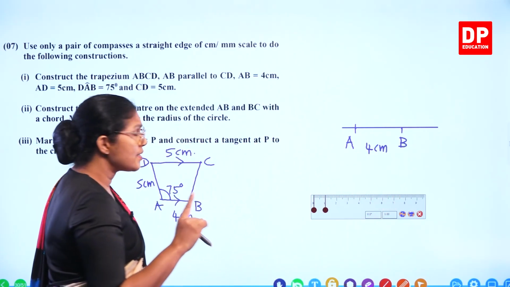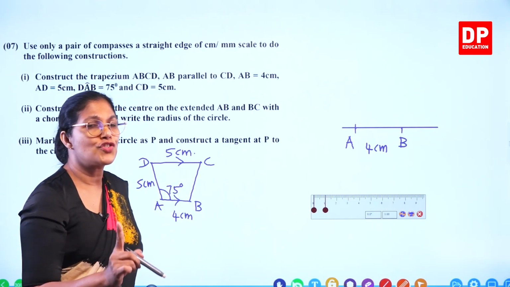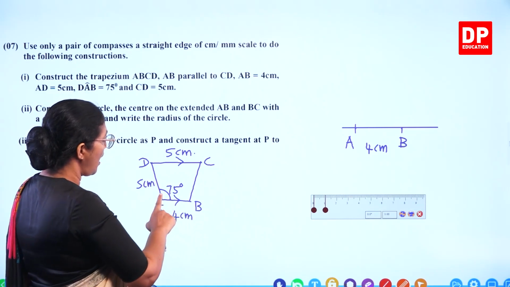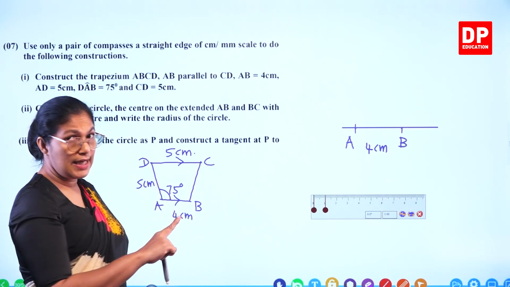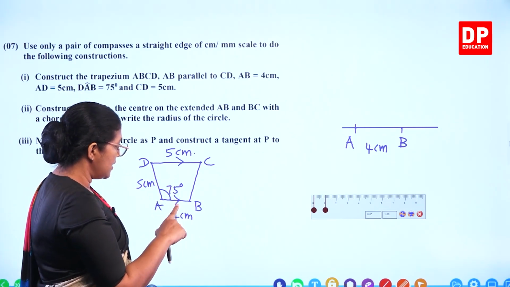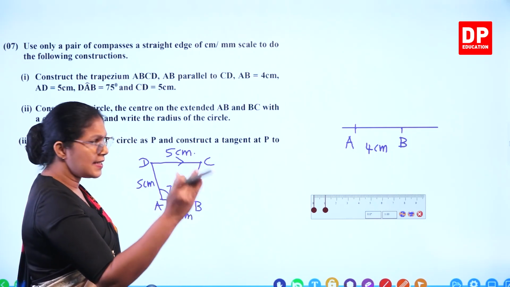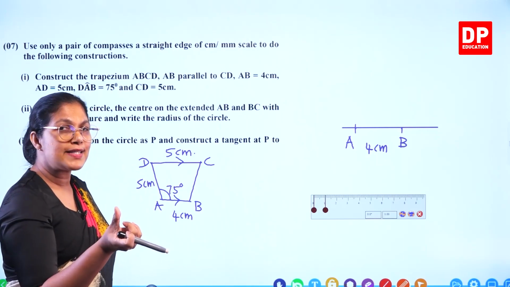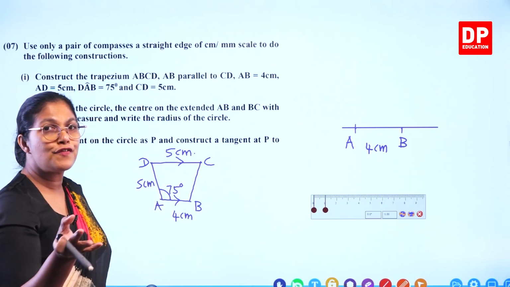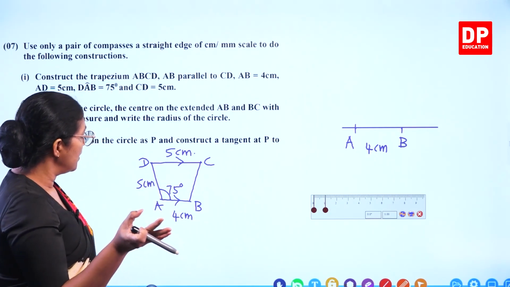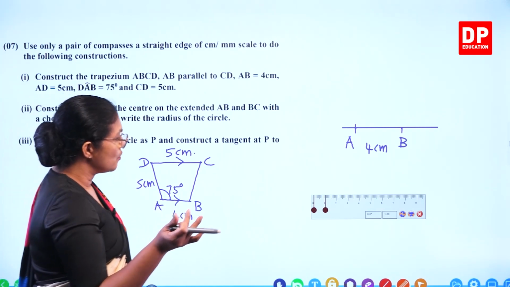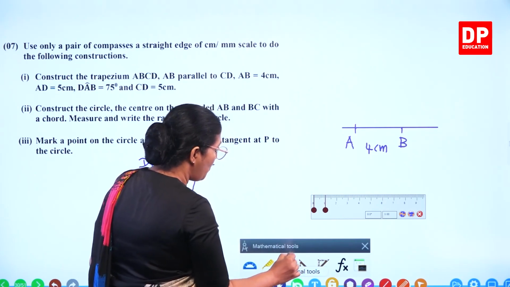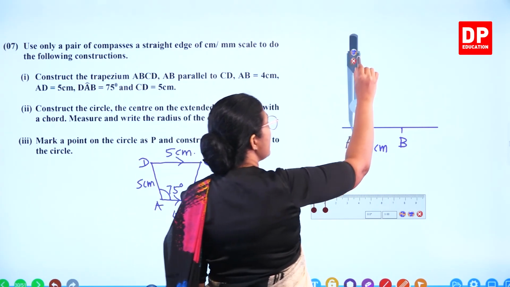Then you have to construct 75 degrees. How do you construct 75? Either you can construct 90, then 60, and the other 30 you have to bisect. So 60 plus 15. So we'll do that. We'll construct 90 first. Take the compass and construct a 90-degree angle at A.